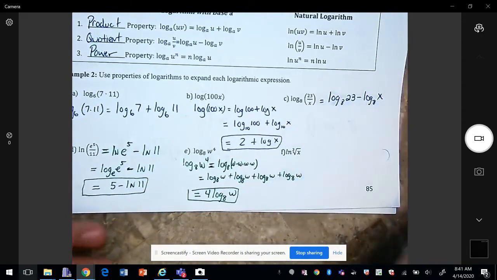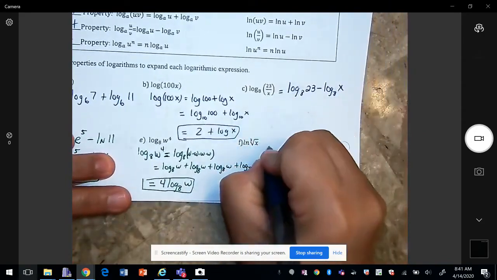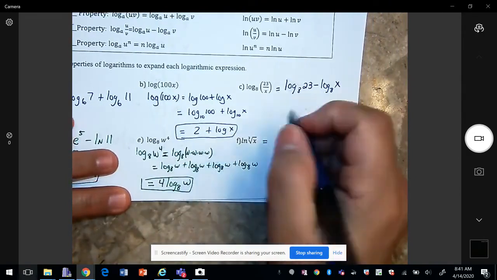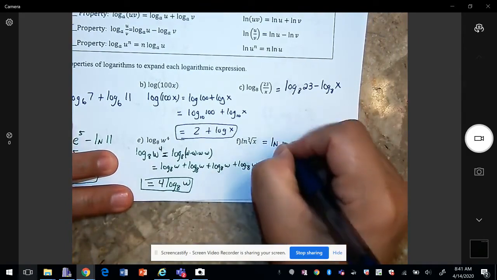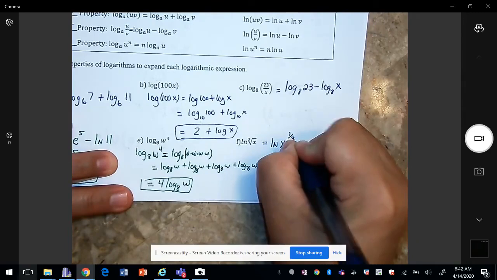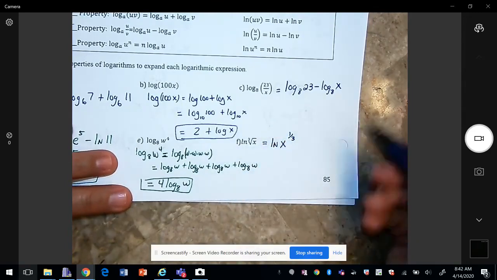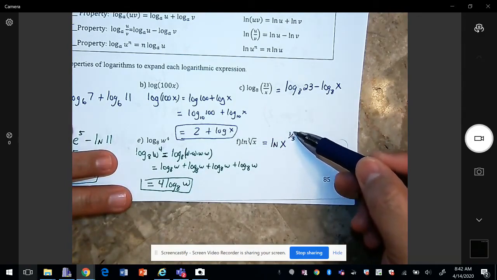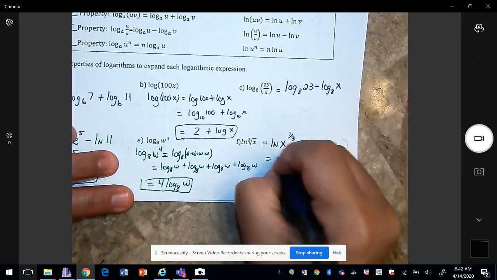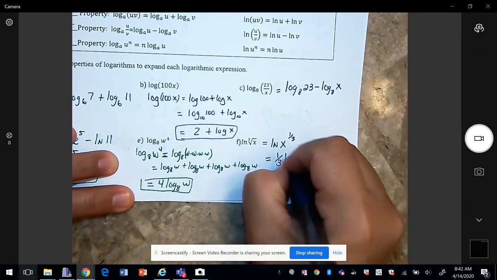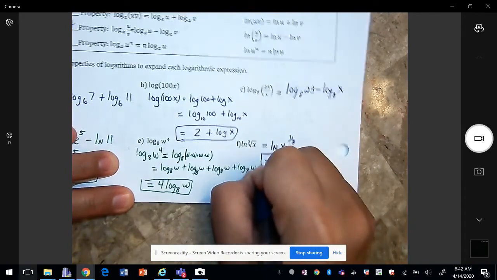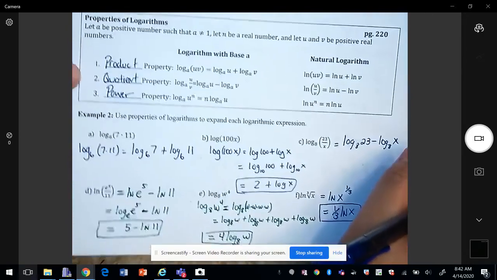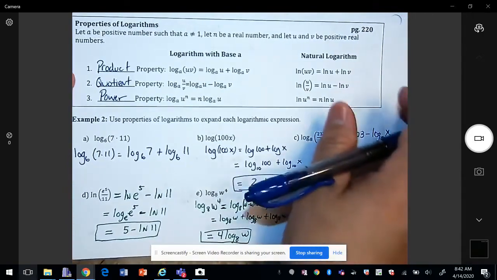So let's look at letter F. So here we have natural log of the cube root of x. I can rewrite this as natural log of x raised to the 1/3. The cube root can be written as an exponent of 1/3. Now I can take this exponent to the front. So I'm going to have 1/3 natural log of x. Okay, so these are the three properties that we can use to help us simplify in the next sections.